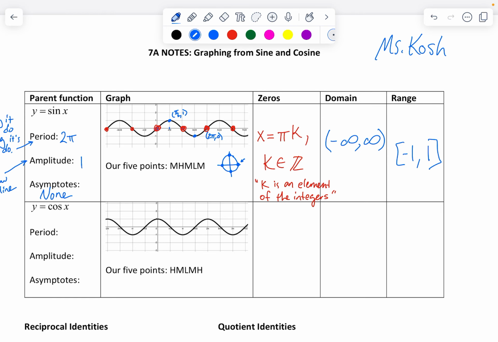Cosine has a similar shape to sine. You'll notice they're both kind of these wavy things. But on this one, our 5 points are going to be the high, the middle, the low, the middle, the high. And once again, how long did it take us to do that? It took us 2 pi. How high did we go above our midline? 1. Do we have any asymptotes? No. You could write none or you could write NA. So I'm writing both. And you'll notice, once again, these 5 points correspond to the 1, 2, 3, 4, 5 places around our unit circle.